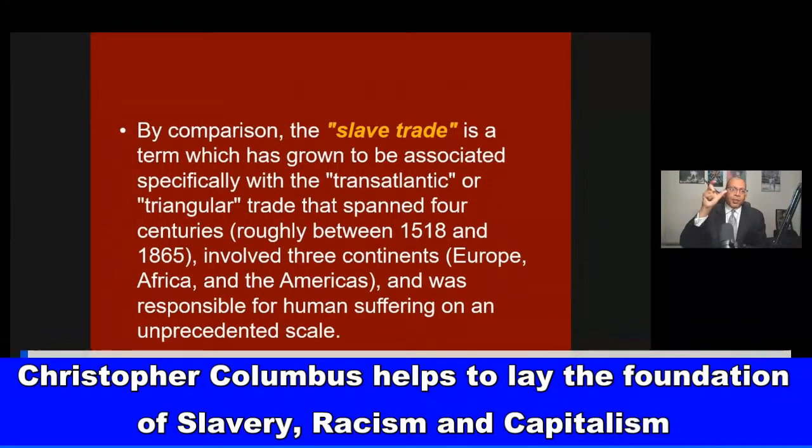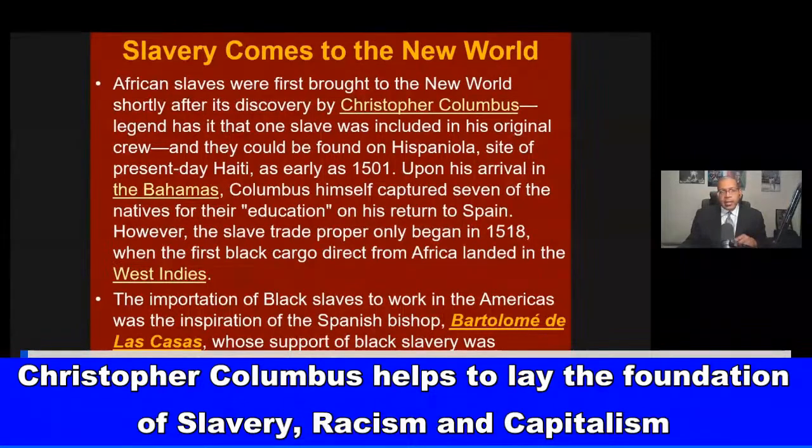By comparison, the slave trade is a term which has grown to be associated specifically with the transatlantic trade or the triangular trade that spanned centuries. It goes back to 1441, but some people put it at 1518, because that deals with the Asiento de Negros of August 1518, signed by King Charles V of Spain, which drastically expands the transatlantic slave trade and increases the need for enslaved African labor. This involved 3 countries, 3 continents, Europe, Africa, and the Americas, and was responsible for human suffering on an unprecedented scale. Now, Brazil doesn't abolish slavery until 1888. 1865 is when it is abolished in the United States, but Cuba abolishes it in 1886, and it's 1888 in Brazil.